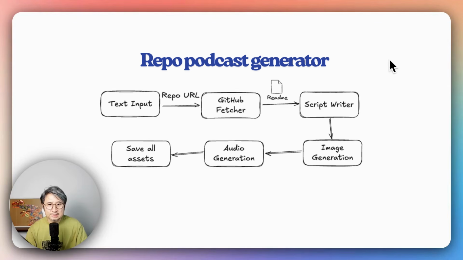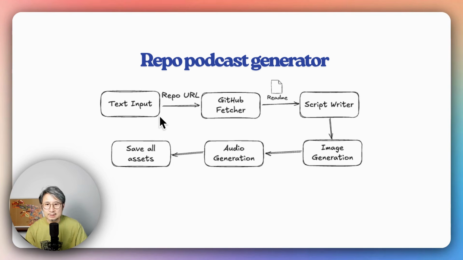Now let's see our second demonstration. Here we still use a sequential workflow for this implementation, and we will possibly introduce parallel processing in the next video. So in this demonstration, it implements the GitHub repository podcast generator. The project is more advanced and multimodal.